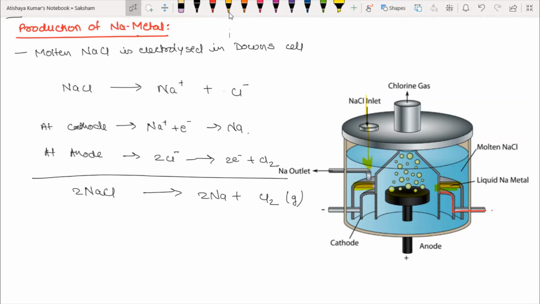Since sodium metal is a highly reactive metal, if it comes into contact with air, it will form sodium oxide. If it contacts water, it will form hydroxide. If it comes into contact with nitrogen, it will form sodium nitride. That's why this chamber is specifically designed such that sodium metal doesn't come into contact with any of the elemental components of air or water.